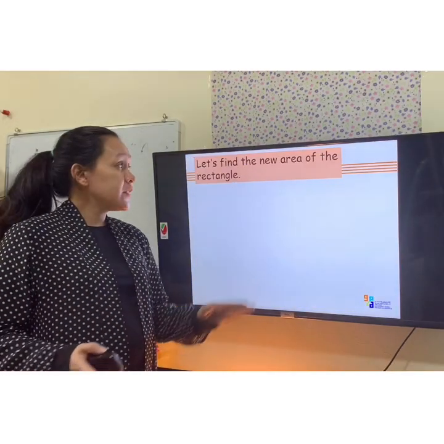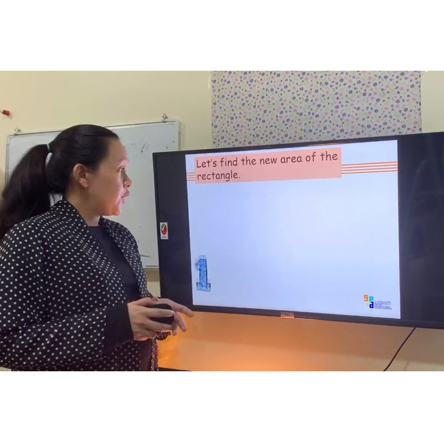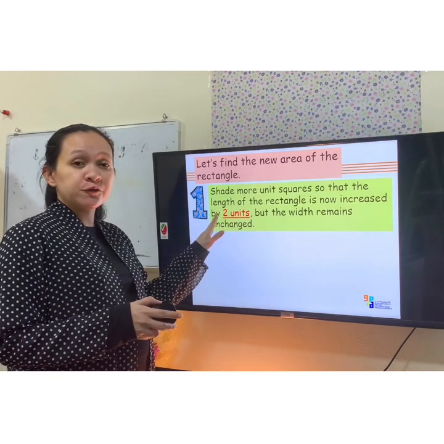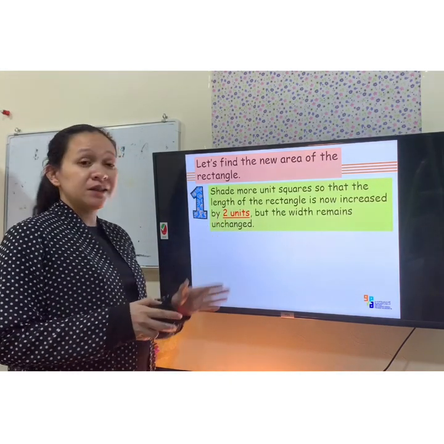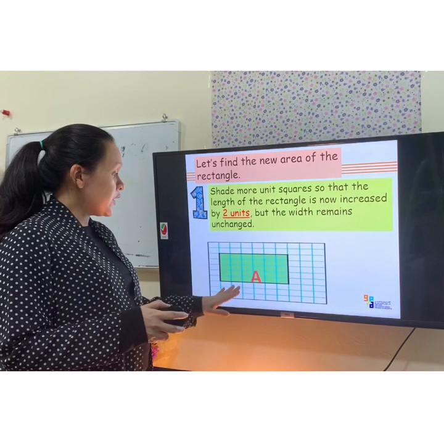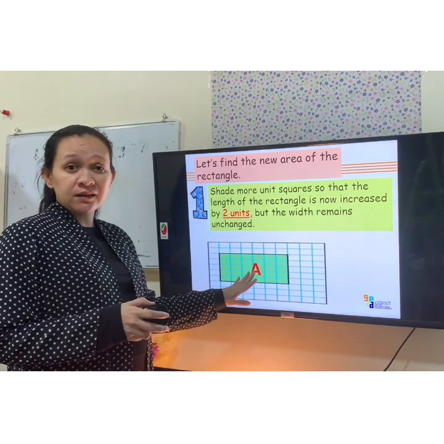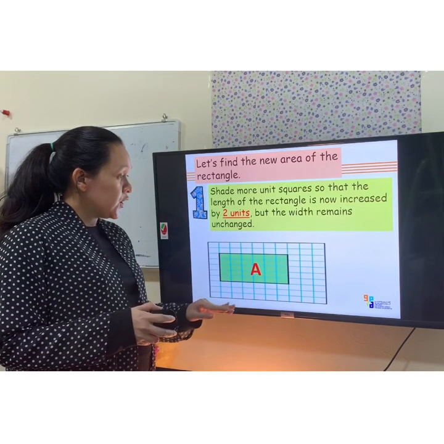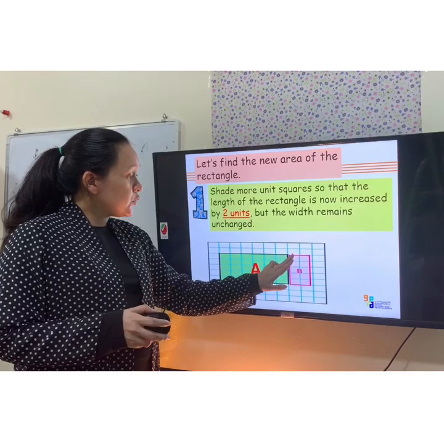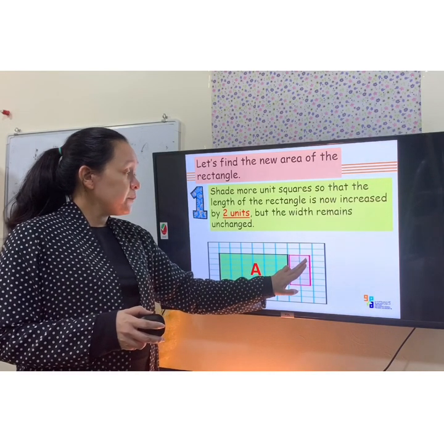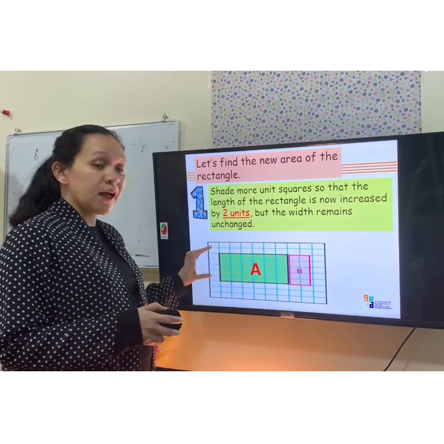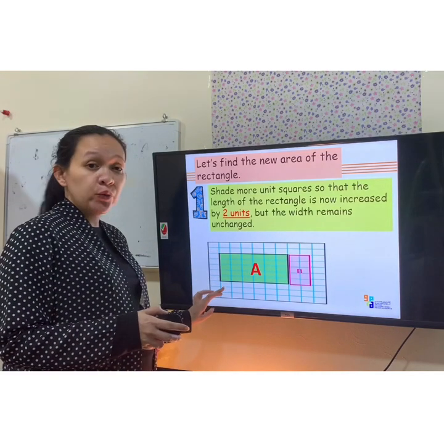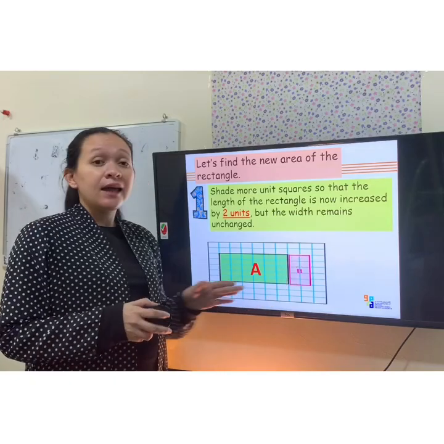Now, let's find the new area of the rectangle. First, we are going to shade more unit squares so that the length of the rectangle is now increased by 2 units. So we have here the figure. This is our rectangle A. We are going to add 2 units to our length. But the width remains unchanged, so we will not do anything to the width, only to the length.